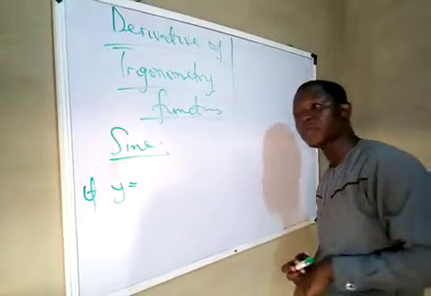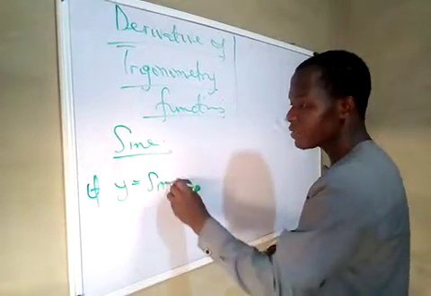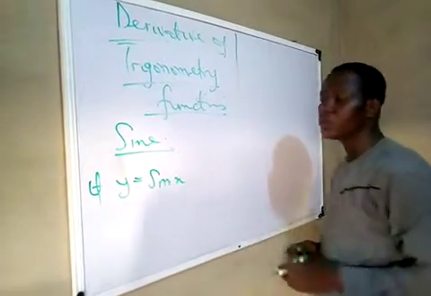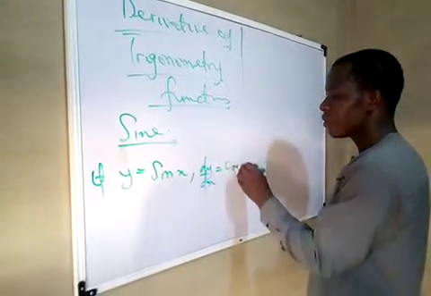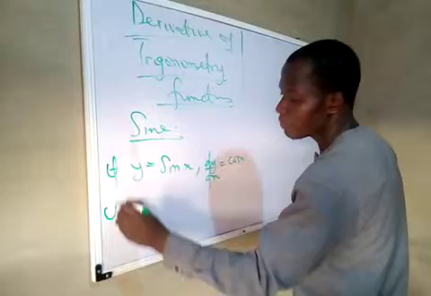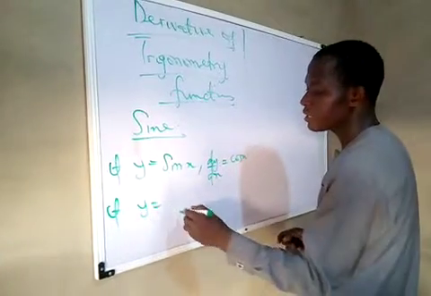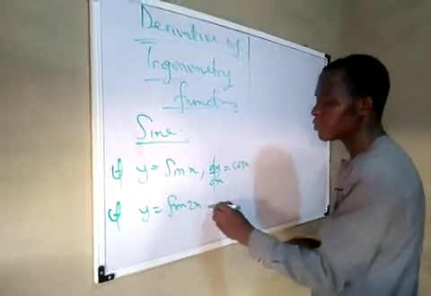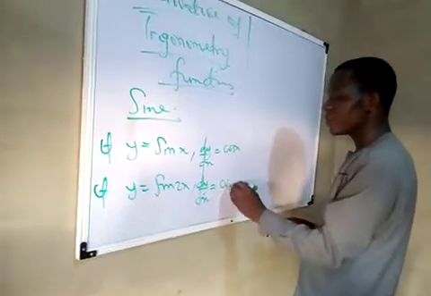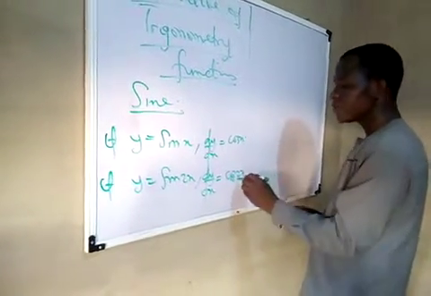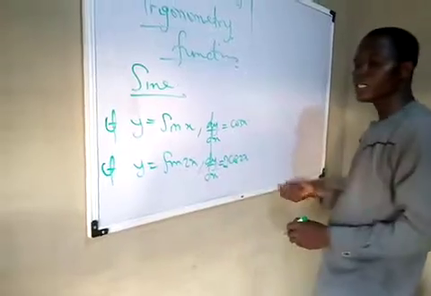Result of those derivatives. If y equals sine x, what will be dy/dx? dy/dx equals cos x. So if y equals sine 2x, then dy/dx equals cos 2x. Now differentiate 2x, you have 2. So that is what you are going to have.